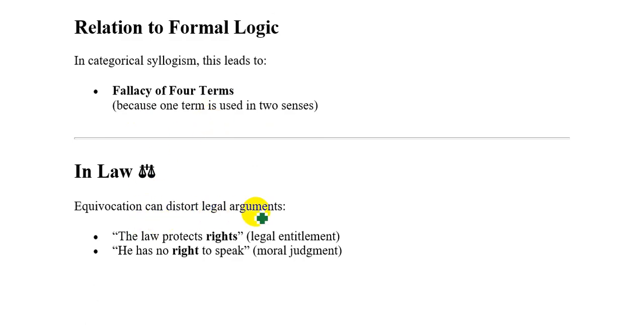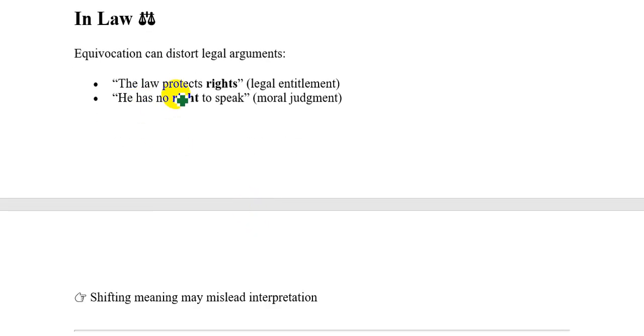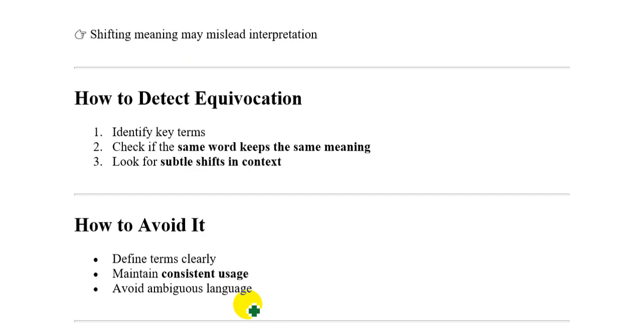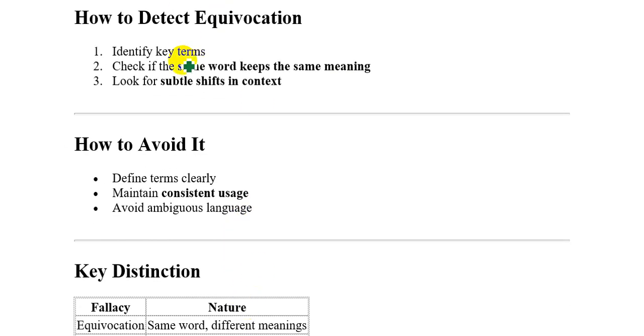Equivocation can distort legal argument. For example, the law protects rights. He has no right to speak. Shifting meaning may mislead interpretation. How to detect equivocation? Identify the key terms, check if the same word keeps the same meaning, this is very important, and look for subtle shifts in context.